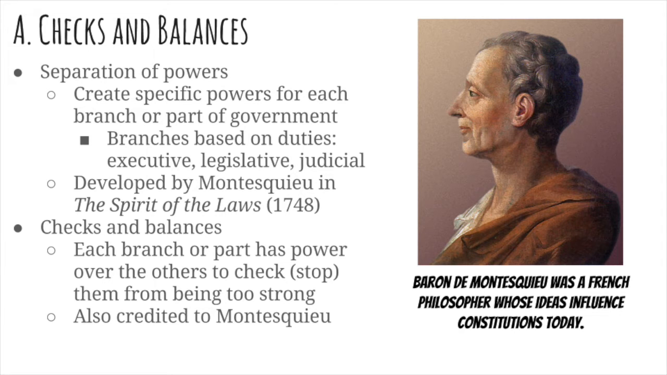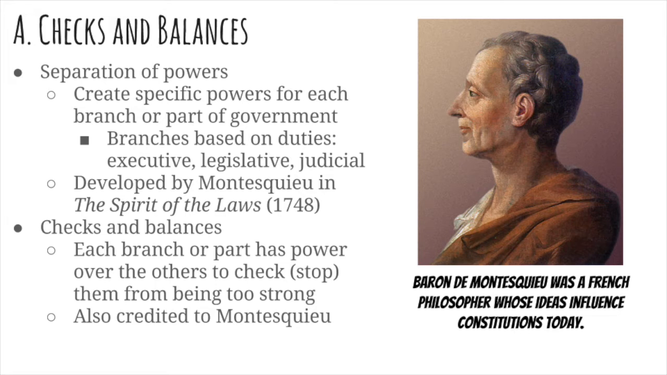The separation of powers refers to the fact that there are specific powers that are given to different branches of government, so that there are powers that the executive has that are different than the powers of the legislative, and so on and so forth. Each of these is going to have special duties, and this was developed by a man named Baron de Montesquieu in a book called The Spirit of Laws in 1748. It was an extremely influential French philosopher.